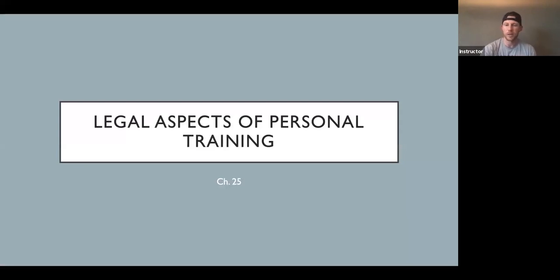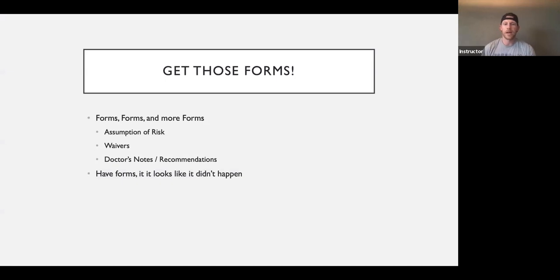Legal aspects, we'll talk about this a little bit with personal training, and then we'll be done. Again, get those forms. We've talked about these forms. Again, this is covering your butt. Assumption of risk. So them assuming and understanding what their risks are. Filling out the waivers, any doctor's notes or recommendations, right? Having those on file. If you don't have the forms, it looks like it didn't happen.